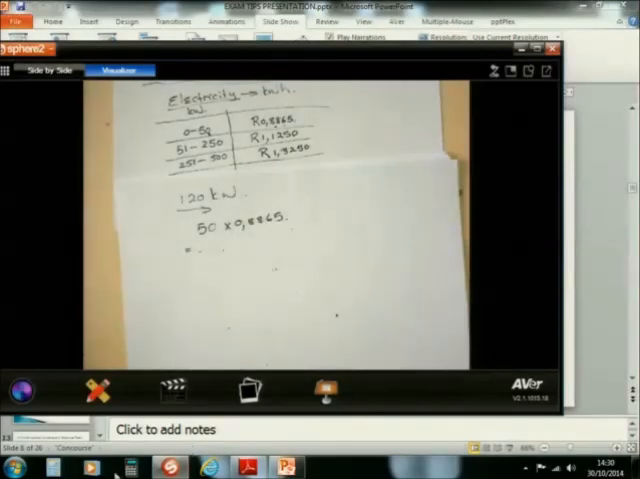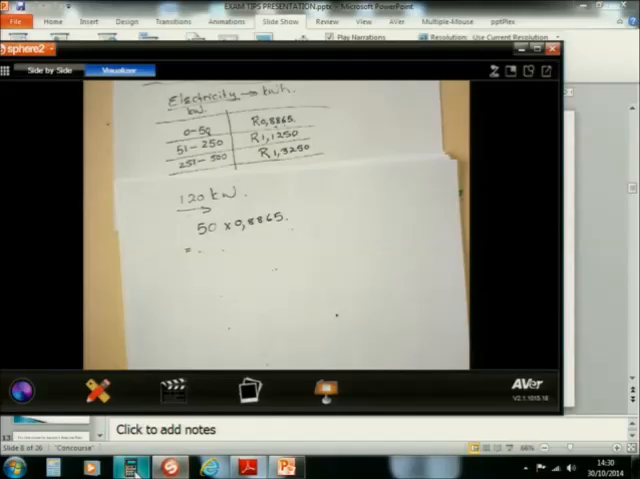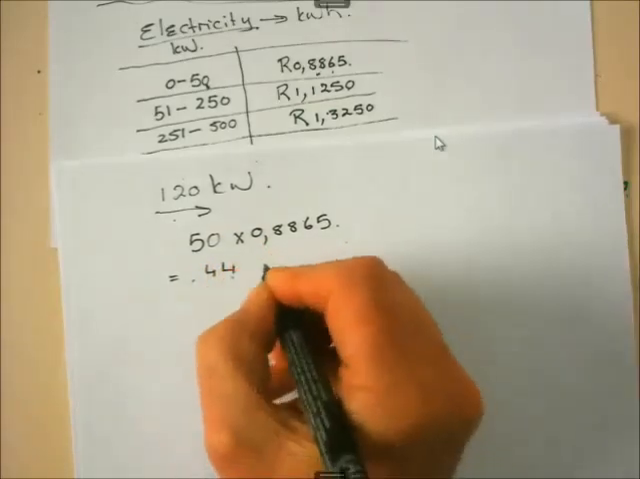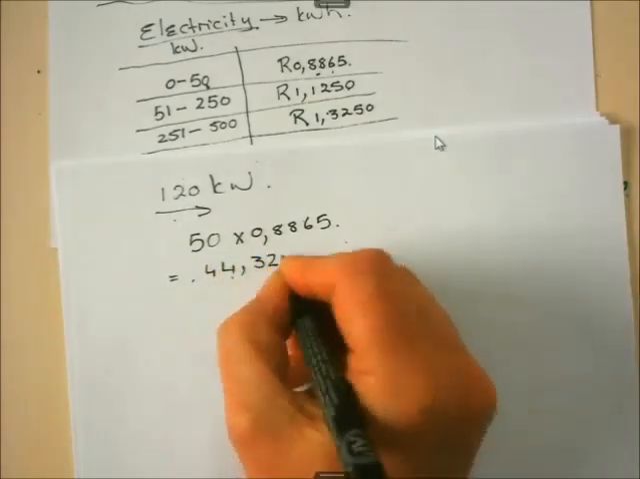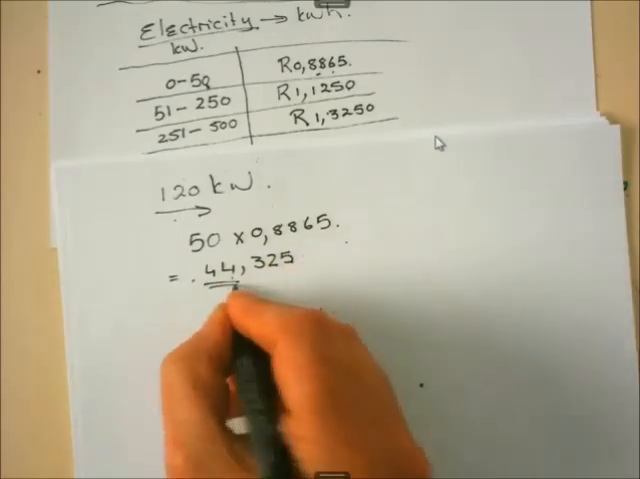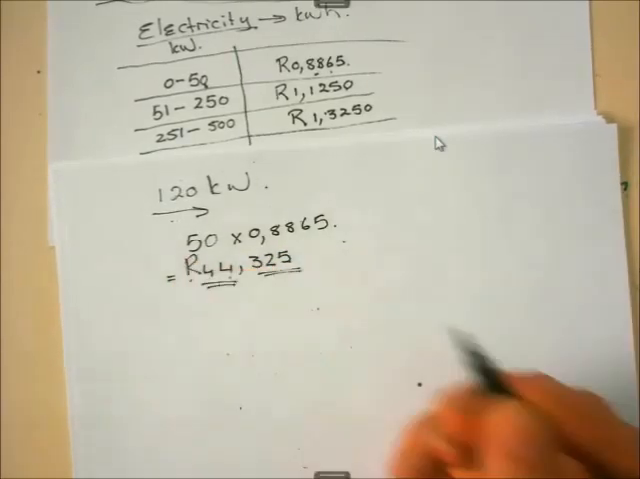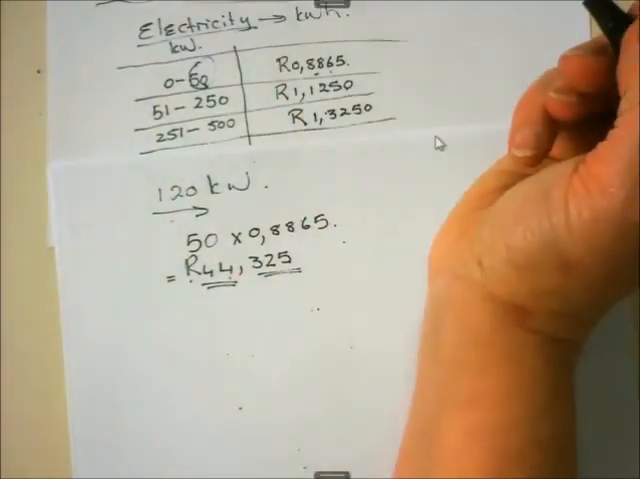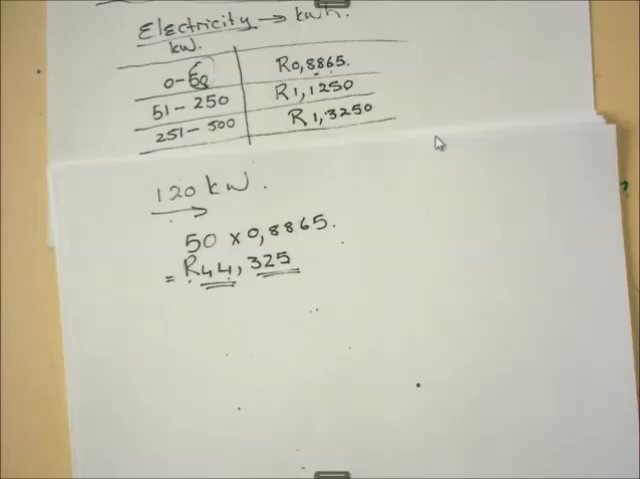If I'm going to calculate 50 times 0.8865, it's more or less 89 cents. I get 44 Rand 32.5 cents. Your rands is here, your cents is after the comma. That is what I'm going to pay for that first 50 kilowatt hours. If I go over 50 kilowatt hours, I'm going to have to pay more.